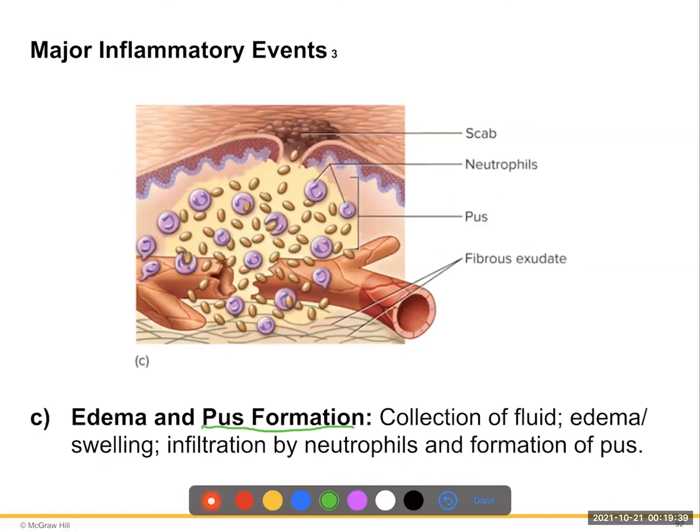Edema just means swelling from the extra water. You get collection of fluids, edema, swelling, infiltration by neutrophils, and we get the formation of pus that seals the area. So here's your scab. These are the neutrophils invading the area. They're coming out of the blood vessels. This is the pus pocket that's starting to form the exudate. And here's the fibrous exudate that's starting to wall off this area.